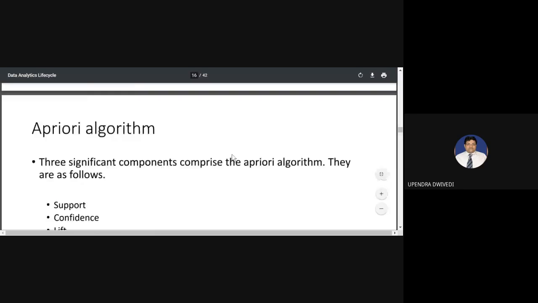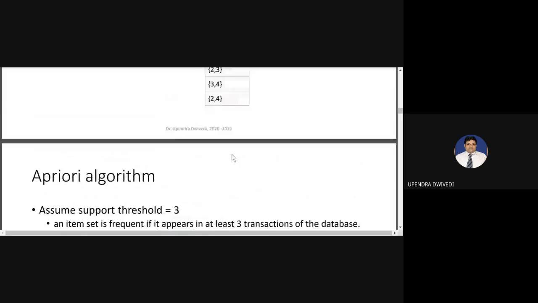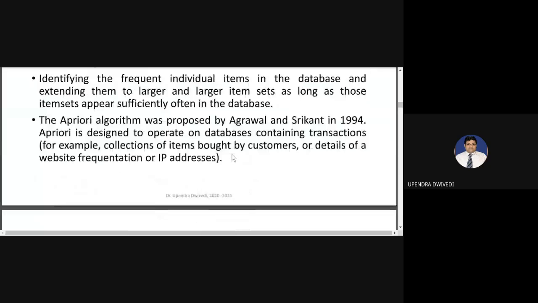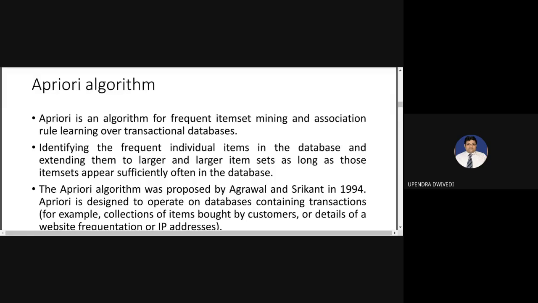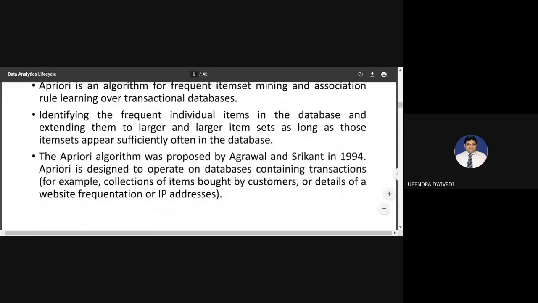In the last session, we discussed the Apriori algorithm. In the Apriori algorithm, we discussed that this algorithm is designed to find the frequent item sets, and we find the frequency of any item set from smaller sets to larger sets. It was proposed by Agrawal and Srikant in 1994.